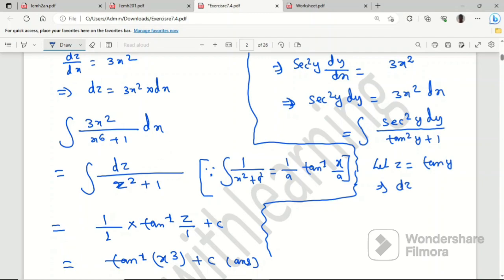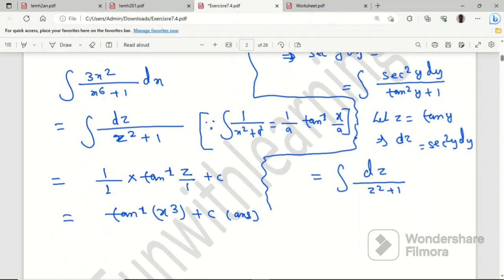Implies differentiation of z with respect to y will give me sec square y dy. So I can substitute dz equal to sec square y into dy. So here I will get dz upon, I have taken z, so it will become z square plus 1. So again it is in the form of z square plus a square, so here again I will use the same formula to get the answer.